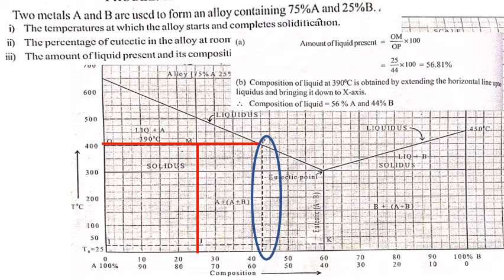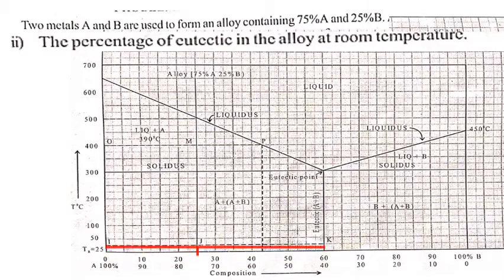Okay, so the same thing if you apply at room temperature. Draw a tie line at 25 degrees Celsius, because we have assumed the room temperature to be 25 degrees Celsius. Then already we have drawn one vertical line for 75% A and 25% B. Now we'll mark that as I, J and K. Now here he has asked what is the eutectic. So here is the eutectic line.